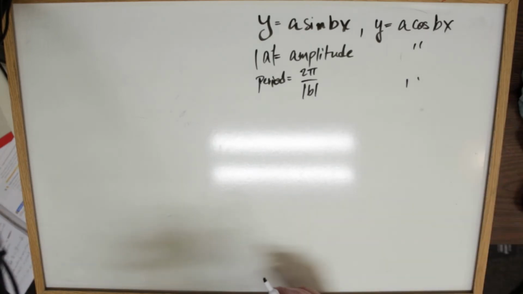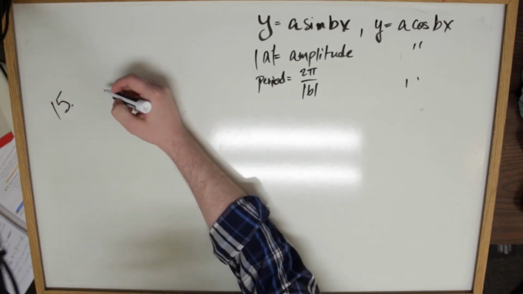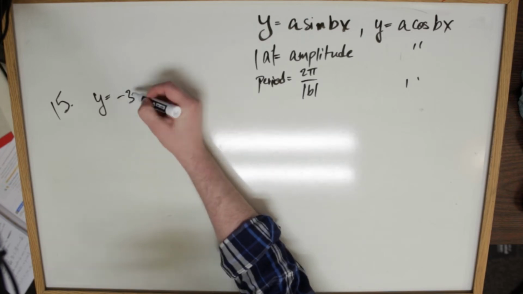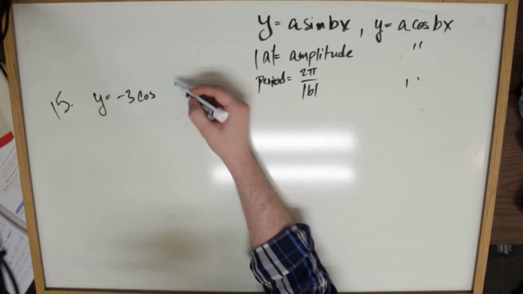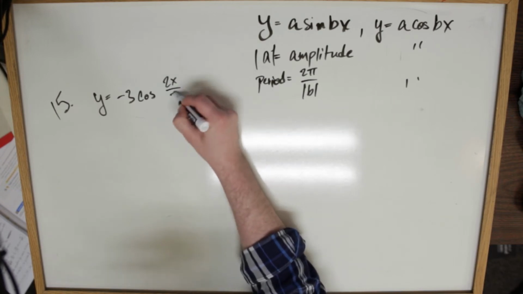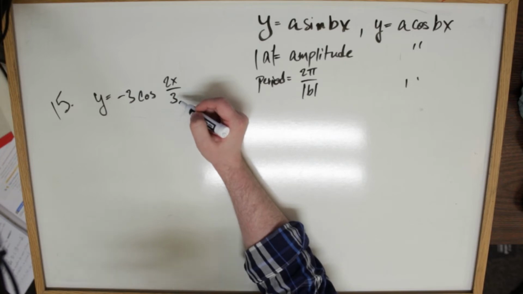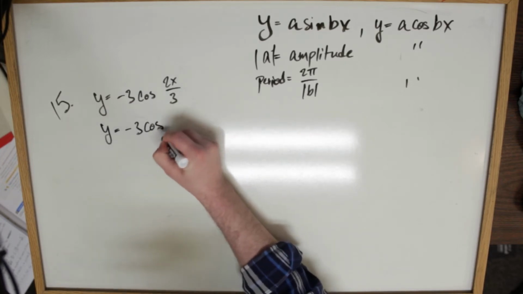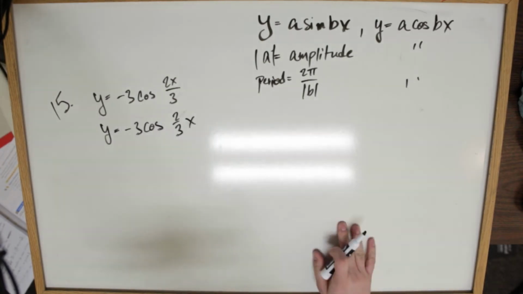All right, so let's go ahead and do another one. Let's do question 15. Okay. Y is going to equal minus 3 cosine of 2x all over 3. Okay. So in other words, the way you can rewrite this is minus 3 cosine of 2/3 times x.